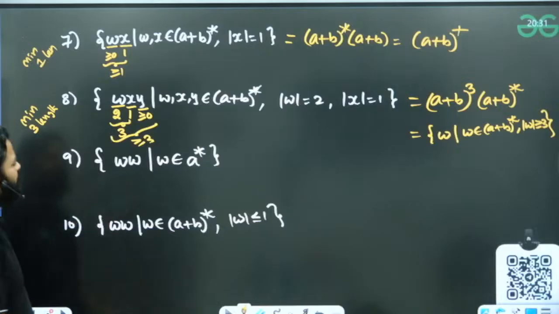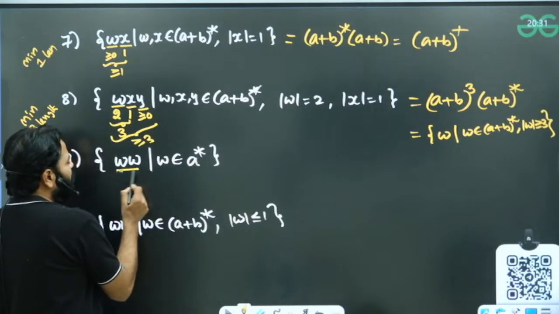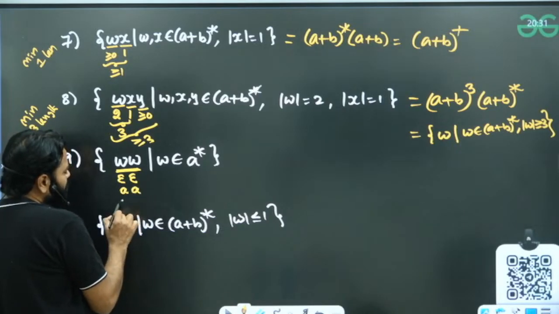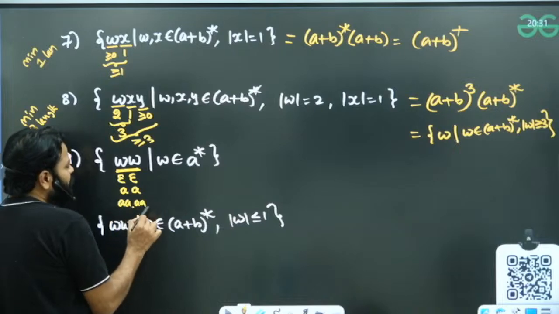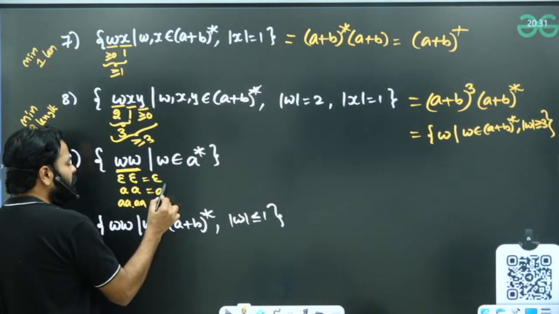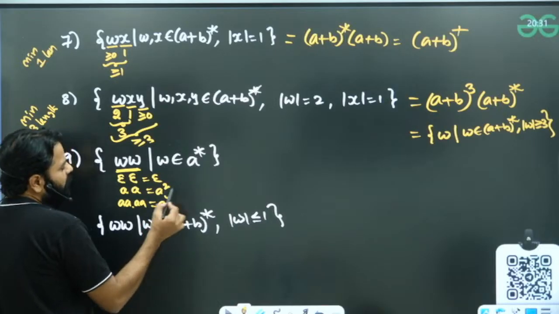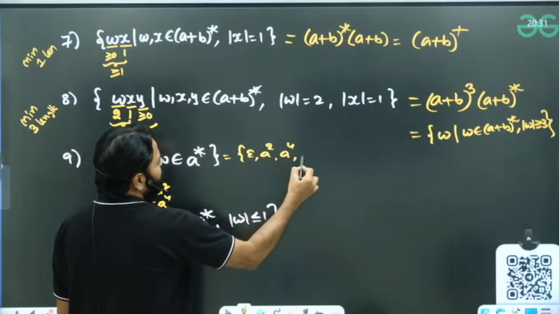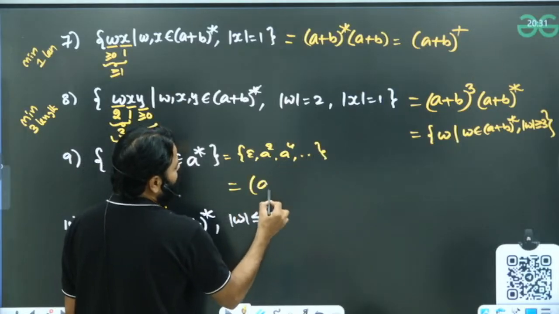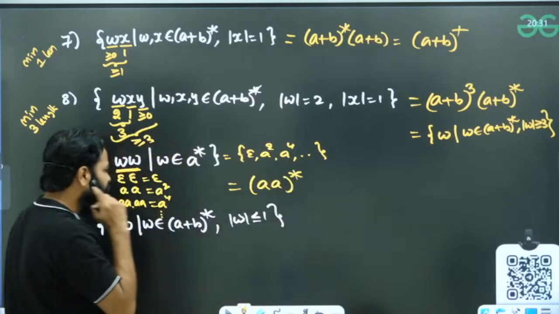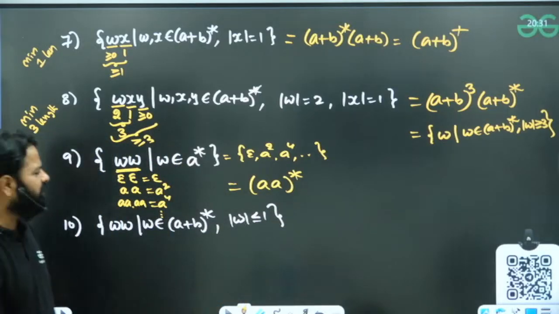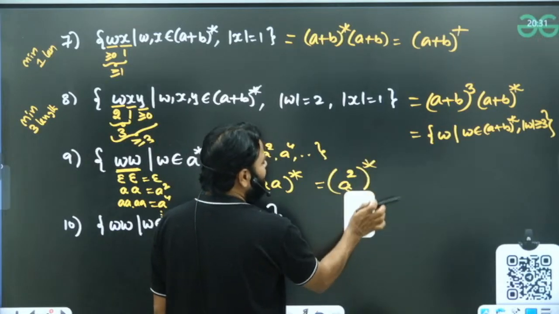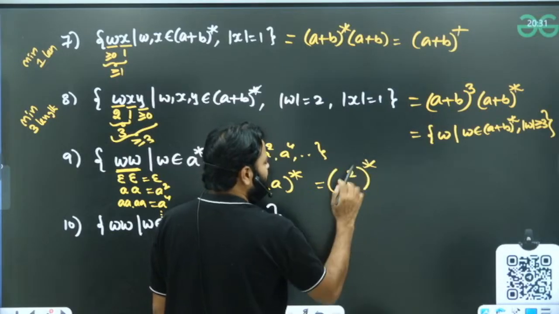Here W belongs to A star, but you want a WW. If I put epsilon, the other is epsilon. If I put A, other is A. If I put double A, other is also double A. This gives you epsilon, A square, A power 4 and so on. If you look at them, collect all the strings, it will be just equal to the even number of As. How do you represent even number of As? Double A whole star, which can also be represented as A square whole star. But do not write A star square. Okay, this you cannot switch like mathematics.